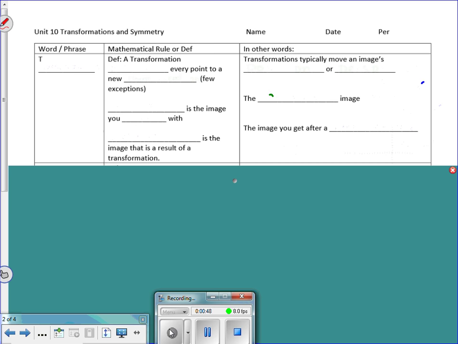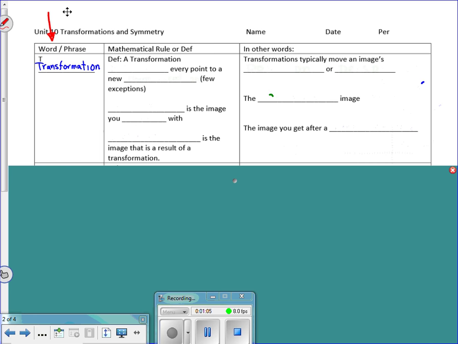Okay, so let me just give you what's happening here. In this column here, we're going to have some word or phrase that we're going to talk about. Then we're going to have the mathematical rules and definition of that. And then in this one will be, in other words, maybe how we might say it in regular plain English.